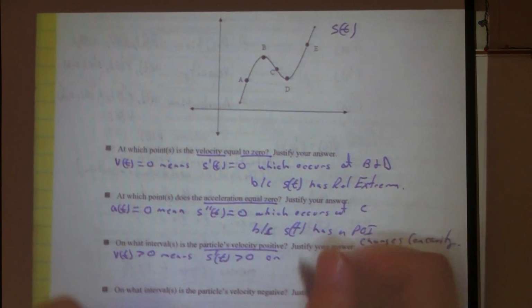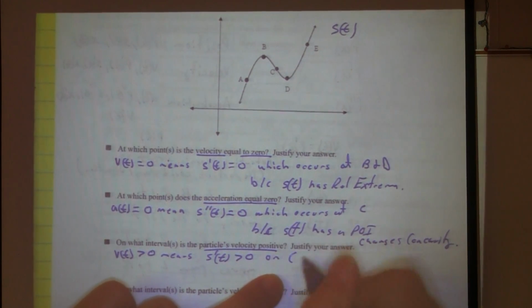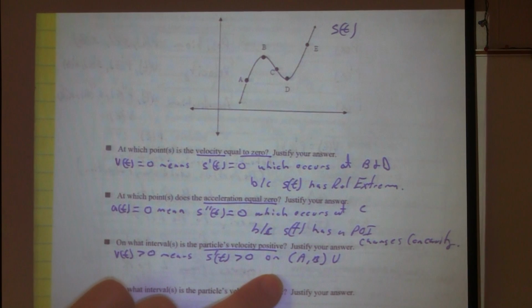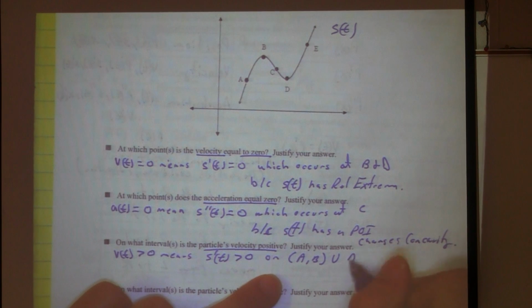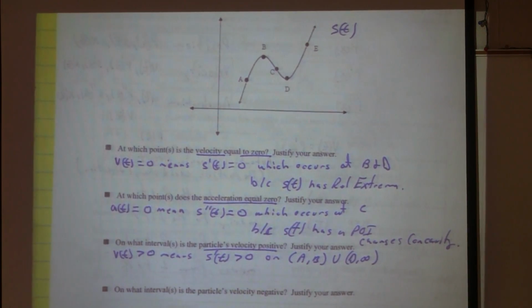Okay. So we'll say specifically where? A to B and D. A to B, in union with D. For that one, do I have to say only from D to E, or could I say from D to infinity? Well, it could go down. You never know whether it can go down again.